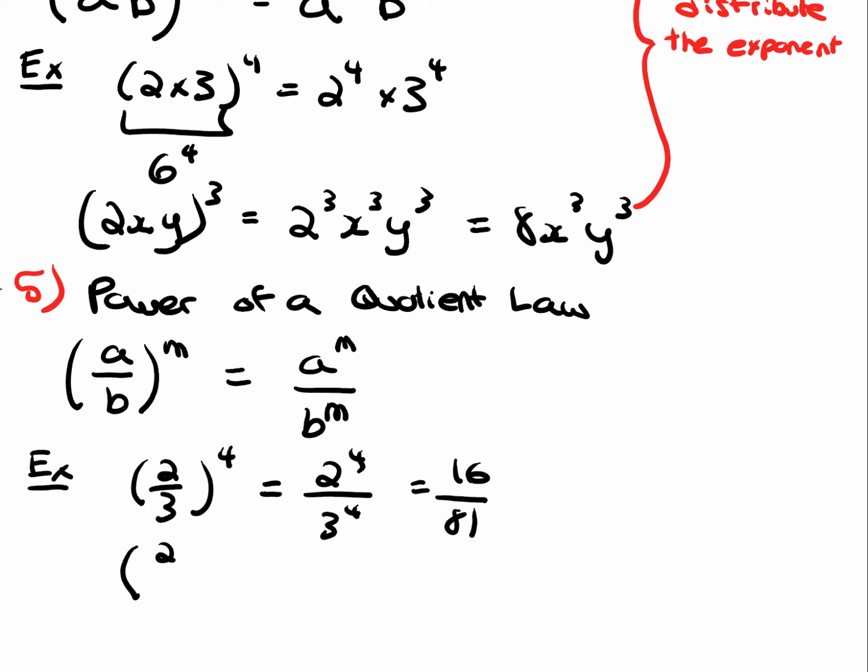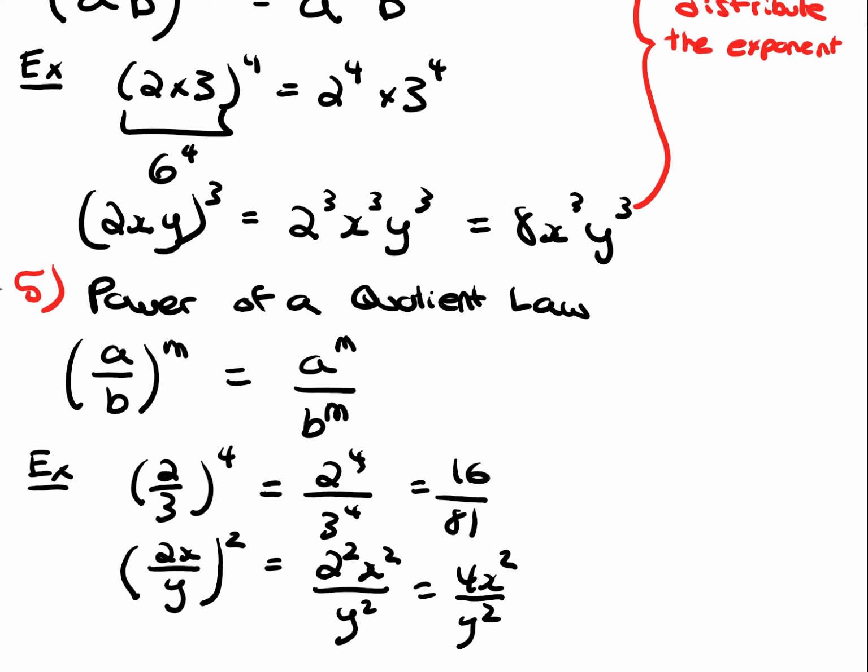Or if we had something like 2x divided by y to the power of 2, this would look like 2 to the power of 2 times x to the power of 2 divided by y to the power of 2, or 4x squared divided by y squared. Remember here, in the numerator, we apply our previous laws, which are the power of a power law and the power of a product law, to simplify the numerator into what we did.